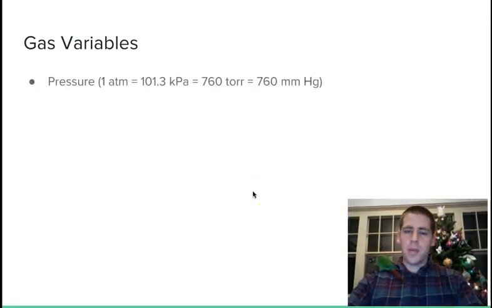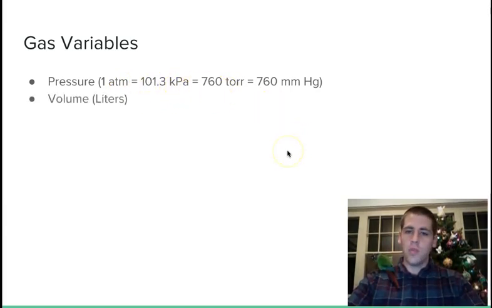First, let's talk about the gas variables. There's a couple of variables that affect all gases, and they are pressure. With pressure, there's several different units that we can use. Most commonly, you'll see atmospheres, sometimes kilopascals, sometimes torr. Millimeters of mercury is more of an older unit, but it's the same thing as torr, and so it's always just 760. So these are all equal to each other. You could actually also have psi, pounds per square inch, as a pressure as well. On occasion, you'll have to do conversions between these.